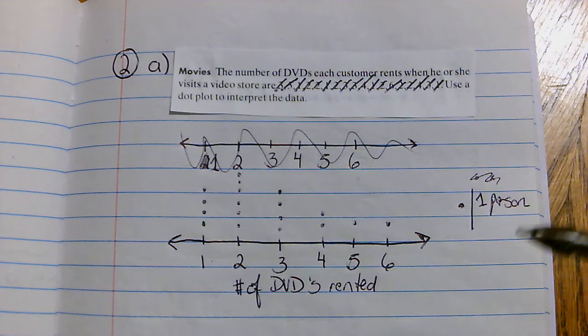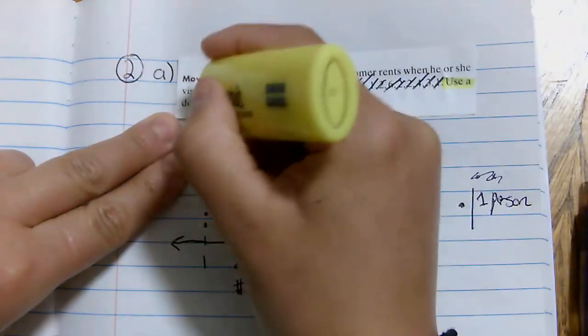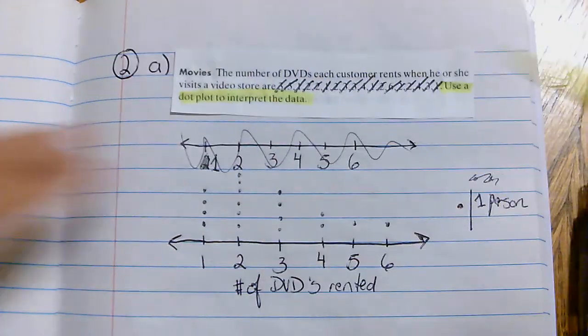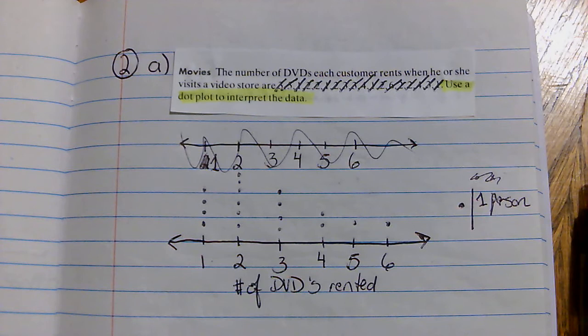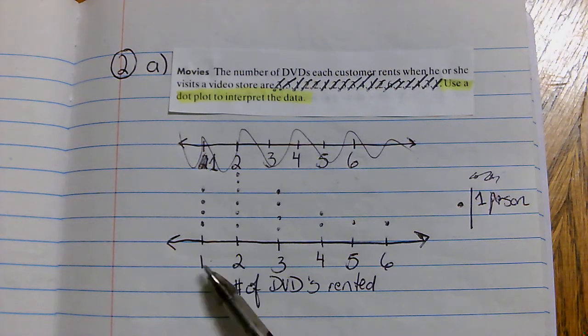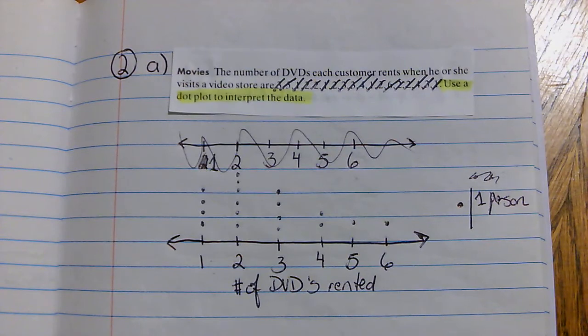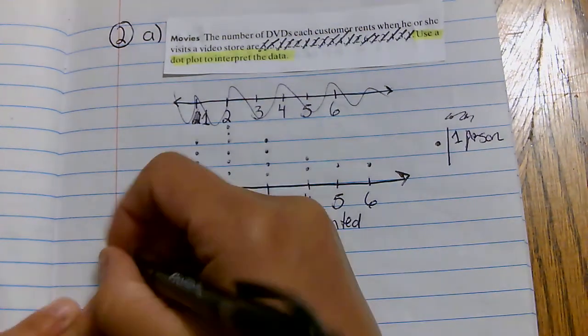So by looking at this, I can see, we're actually going to do this part right now, where it says, use the dot plot to interpret the data. What I can see is that most people who came in rented between 1 and 3 DVDs, with 2 DVDs being the most popular amount of DVDs. So I'm actually going to write that down kind of in a sentence form.